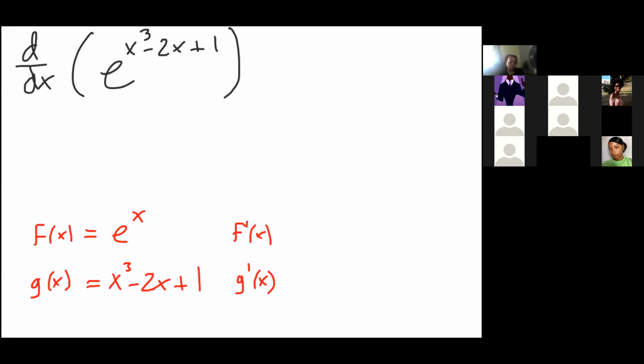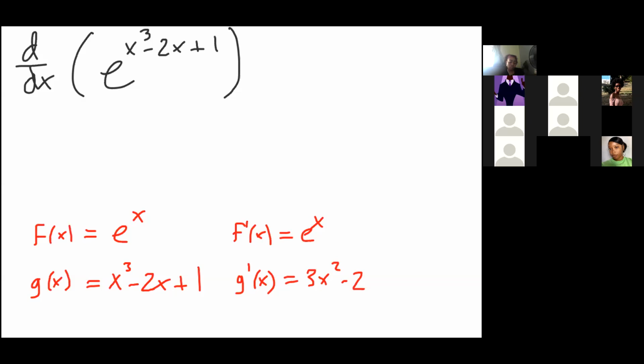E to the x. So my outer function won't change. What is the derivative of the inner function, x cubed minus 2x plus 1? Well, this is something I trust y'all can do. We're getting really familiar with polynomials now. This will be 3x squared minus 2, essentially applying the power rule to the first two and then the constant rule to the last part of that polynomial.